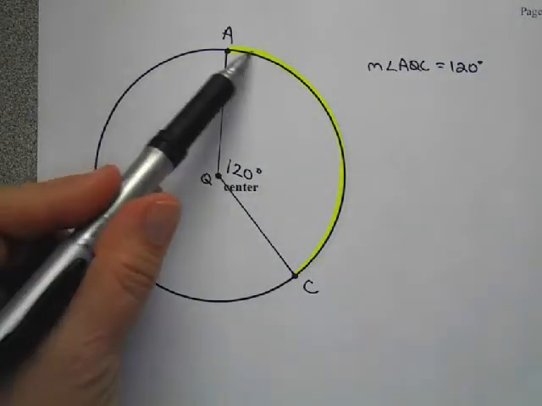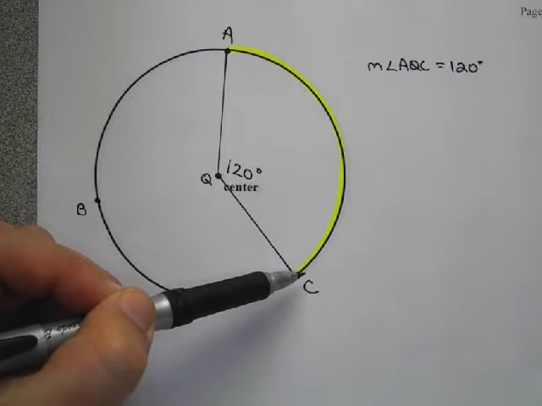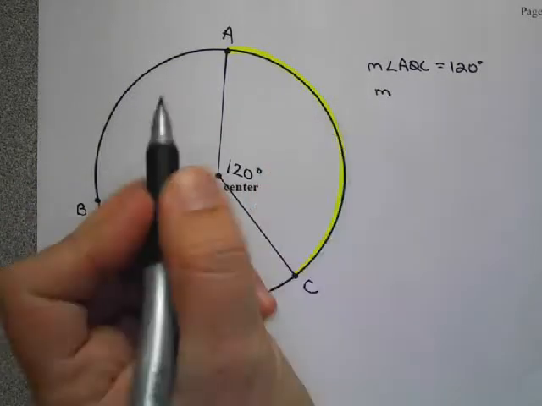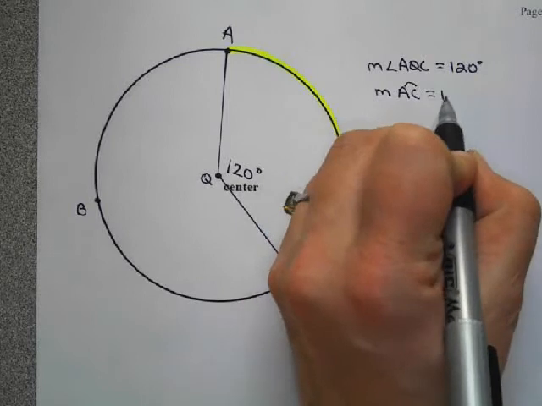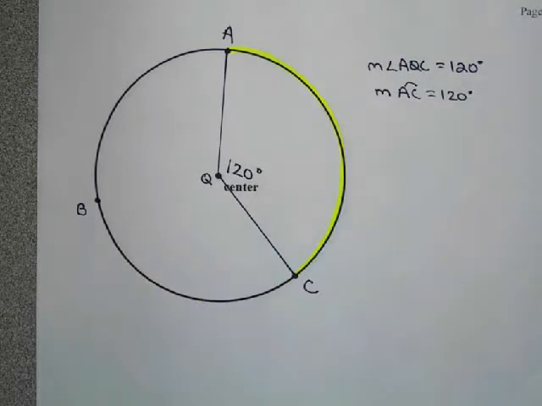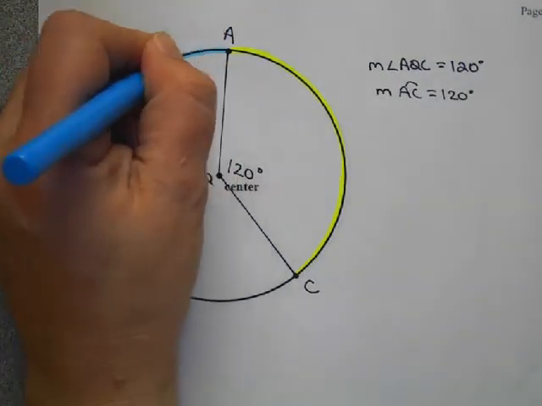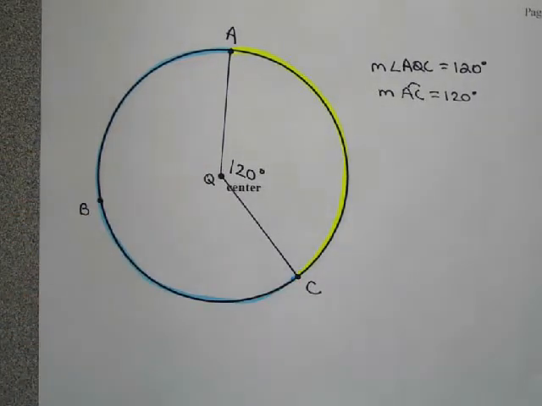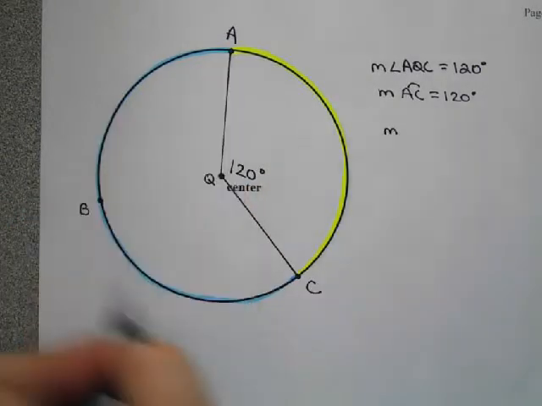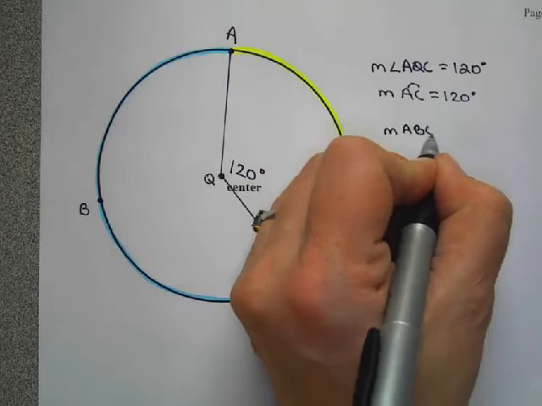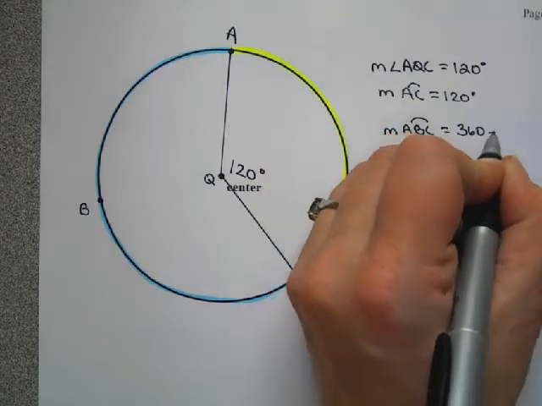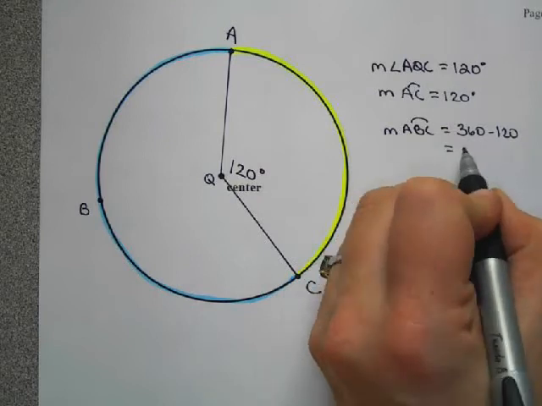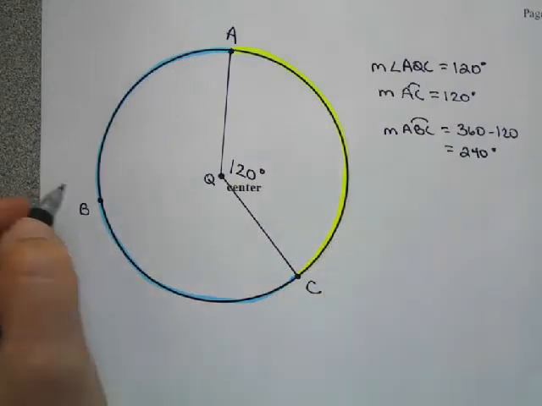The central angle and the arc that it intercepts are equal. So the measure of arc AC also equals 120 degrees. If we look at the major arc that's left, this major arc represents the rest of the circle. So the measure of major arc ABC would equal 360 minus the 120. So that would be 240 degrees.